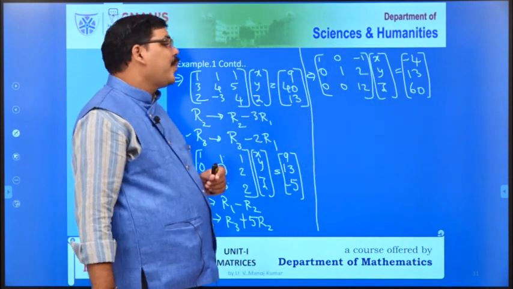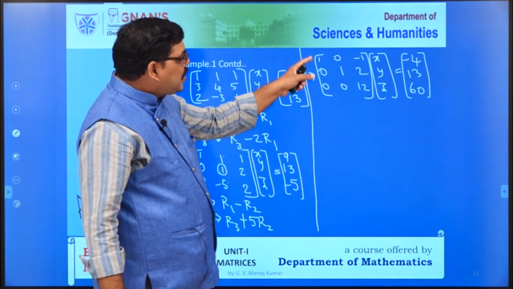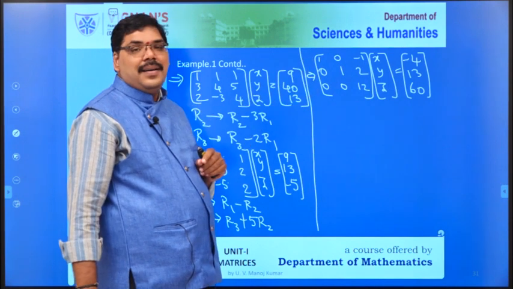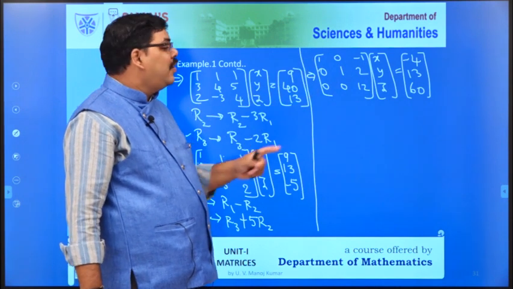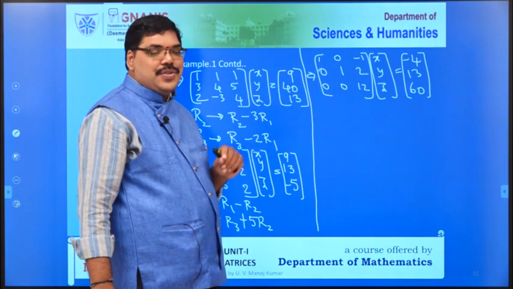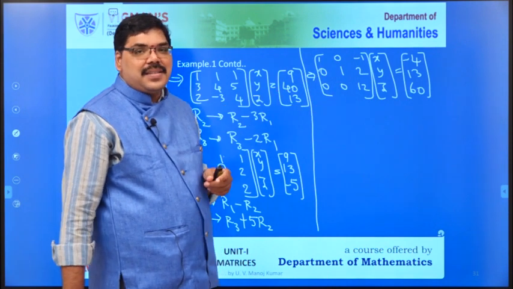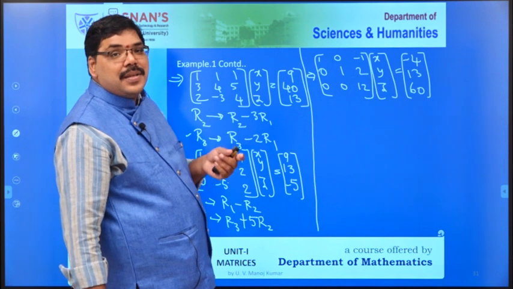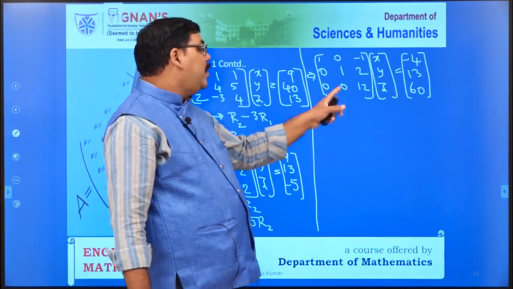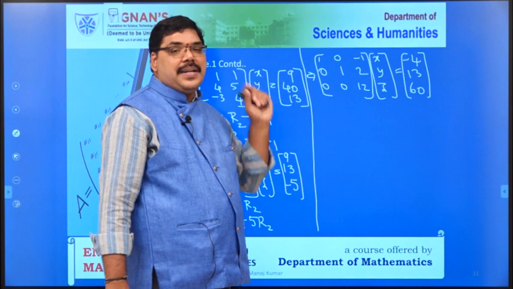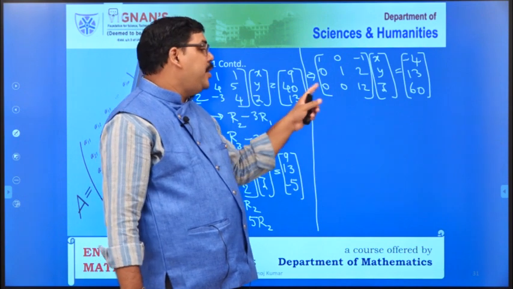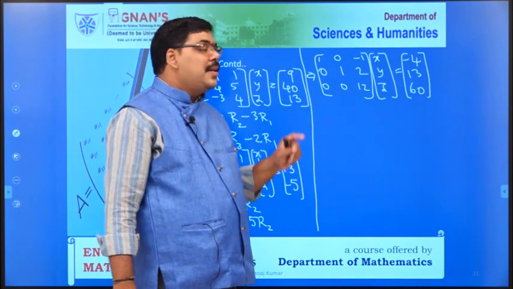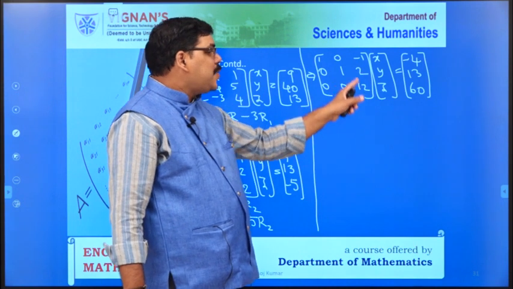Now, first column is becoming 1 0 0. Second column 0 1 0. What remains? In normal form we want to reduce a matrix into identity matrix. So the remaining thing is this part.